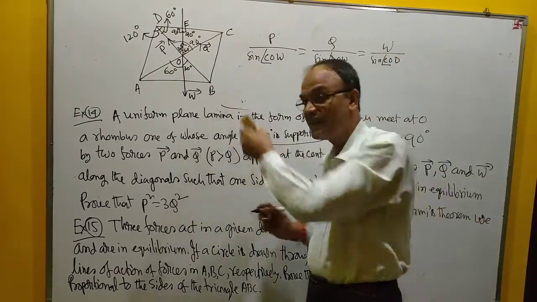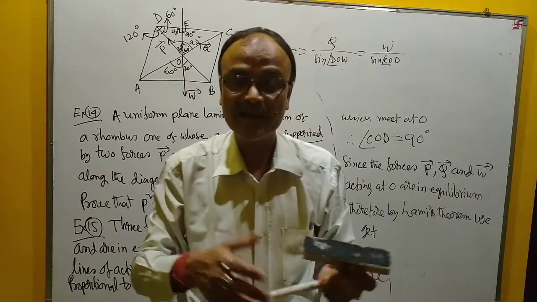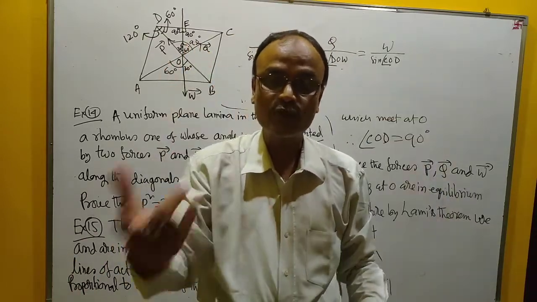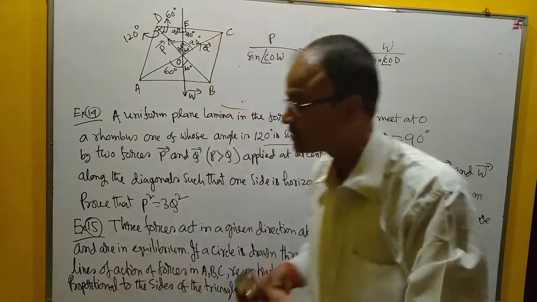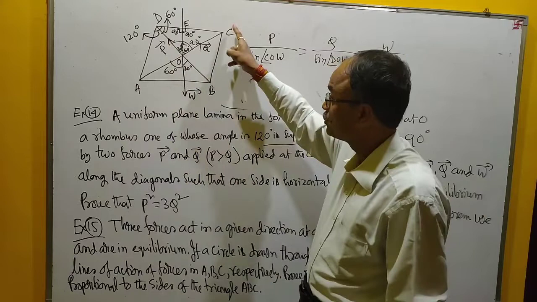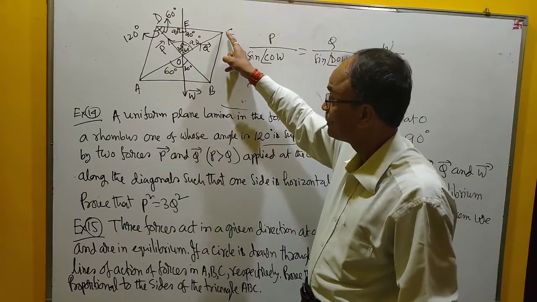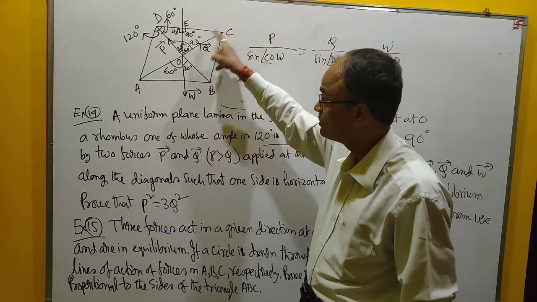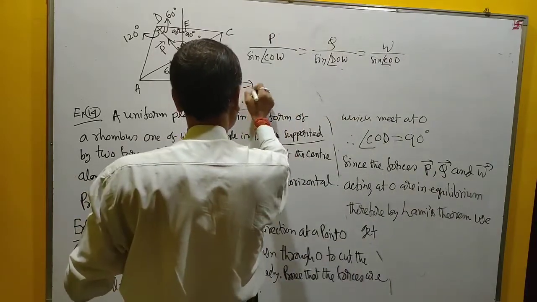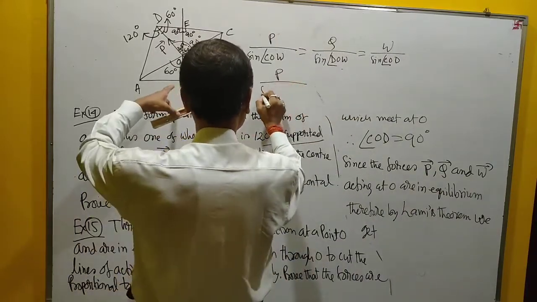What is Lami's theorem? If three forces acting at a point are in equilibrium, then the magnitude of each force is proportional to the sine of the angle between the other two. Therefore, the magnitude of the force P should be proportional to the sine of the angle between Q and W. This angle will be equal to this angle. This means that P divided by sine.